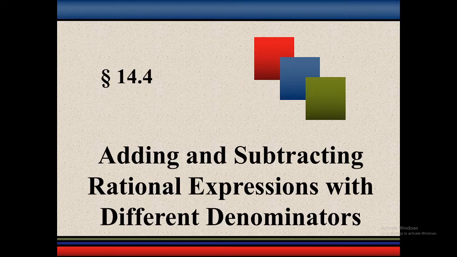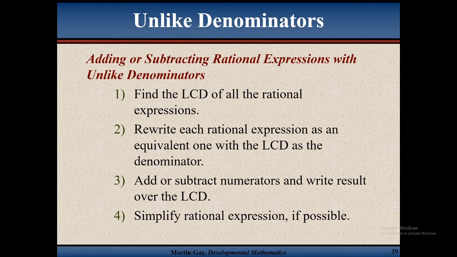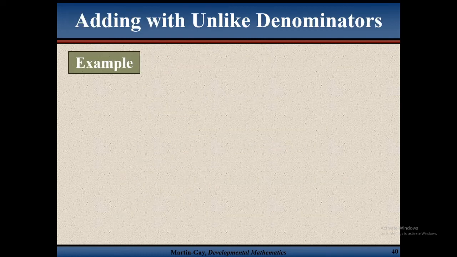Alright, so different denominators. We are going to use what we have learned in finding the LCD. For unlike denominators, we have the rule: find the LCD of all the rational expressions, then rewrite each rational expression as an equivalent one with the LCD as the denominator, add or subtract the numerators, write the result over the LCD, and simplify the rational expression if possible. That is very important. Also, let me add my rule in finding the final answer: box your answers.